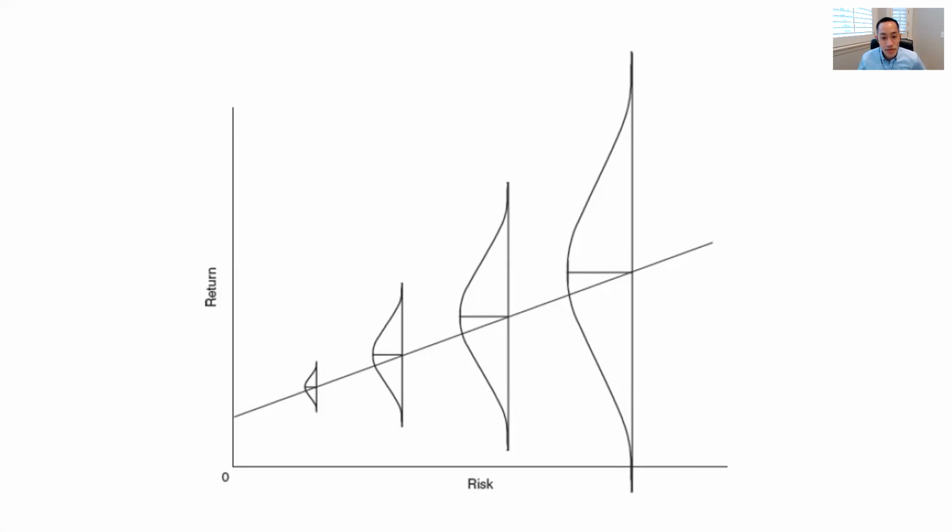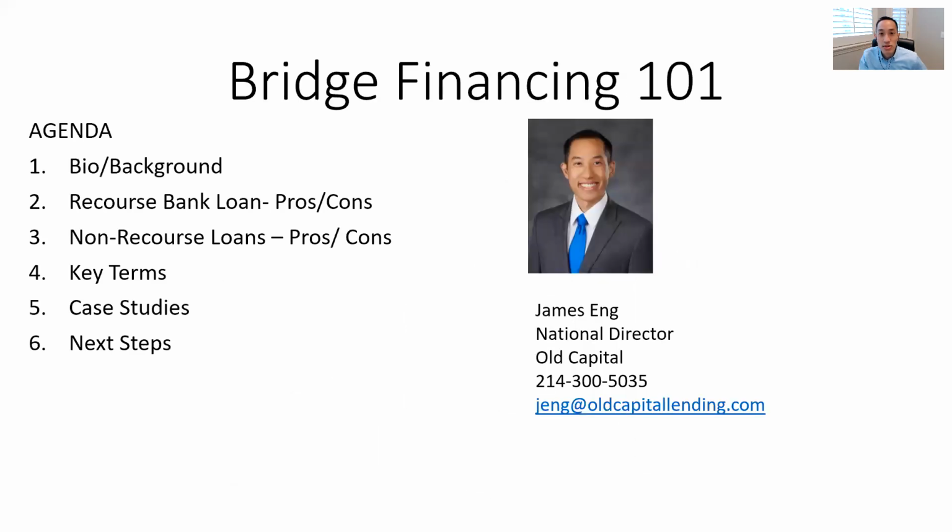If you look at the horizontal axis, you see the risk in the deal and the return on the vertical axis. And so as you go out further on the risk curve, Howard Marks had this in his book, and he talks about how the further you go out on the risk curve, obviously the higher return that you get, but then the volatility in that return changes as well. So I want you to keep this in mind as we go through bridge financing and why people do bridge loans.